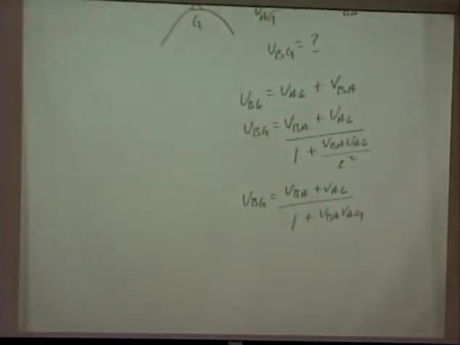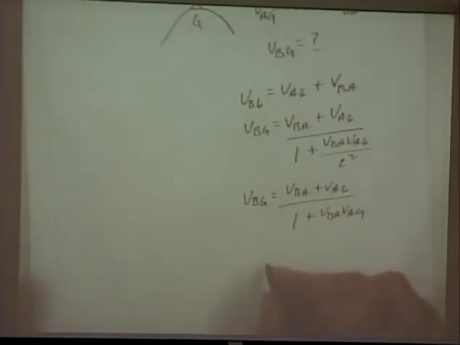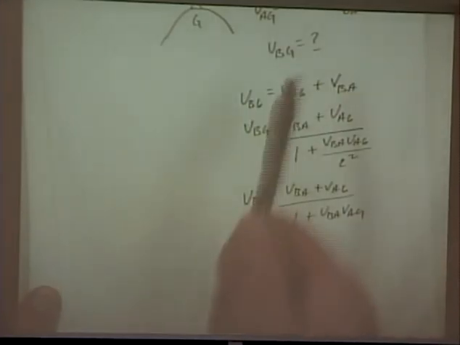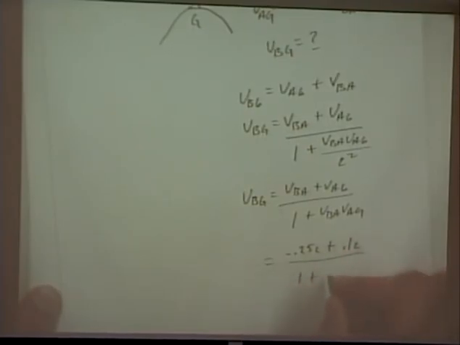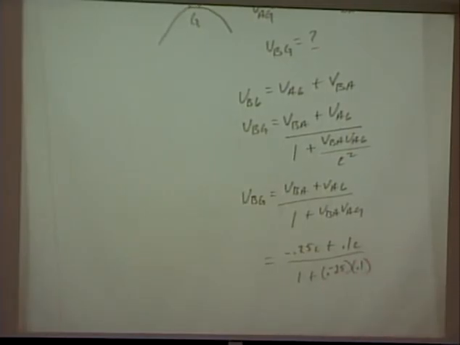Okay? And when we put in our numbers, let's run them. So we've got b to a is negative 0.25 c plus 0.1 c, divided by 1 plus negative 0.25 c times 0.1 c over c squared. There it is. And so the c squareds cancel, and that's what I'm left with.